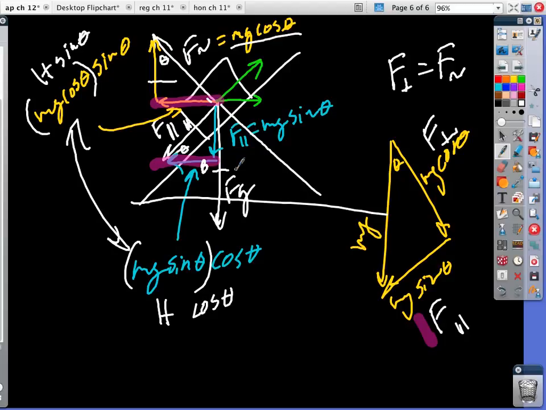Why is it that you don't add the two? Because where did they both come from? Why is that? You crack every sine theta? You crack it. Well, where did Fn come from? Oh. See, Fn is a reaction force.